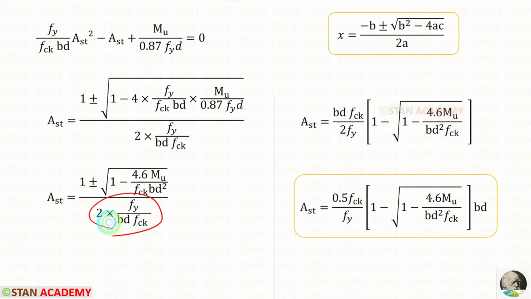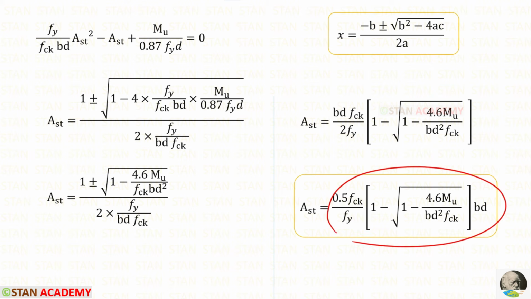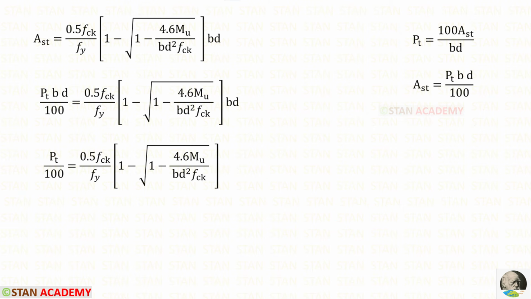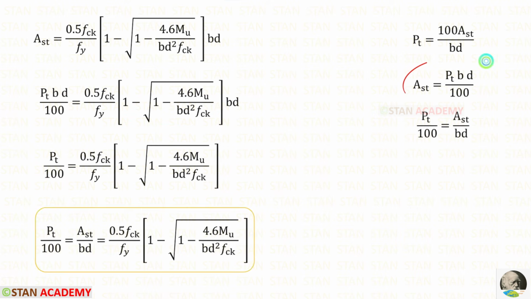We can take this term inversely. 1 upon 2, it will be 0.5. This is the formula to find AST directly. We know that the percent of steel is 100 AST upon BD. So AST will be PT BD upon 100. Instead of AST, we can apply this. We can eliminate BD. So this is the expression for PT upon 100. From this, we can write PT upon 100 is AST upon BD.